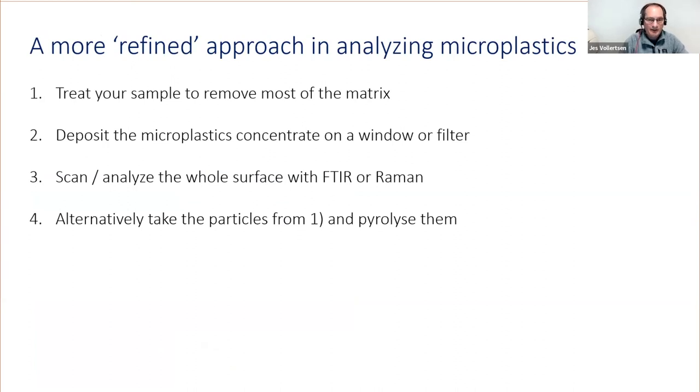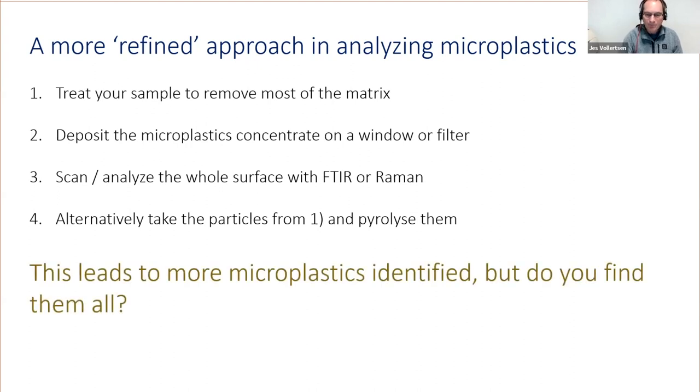If you use a more refined approach, like we, for example, do here in Aalborg and many other places, by the way, you would still treat your sample to remove most of the matrix. You would deposit your concentrate on a window or a filter. You would scan, analyze the surface, typically with FTIR or Raman, mainly FTIR and to a lesser degree Raman, but Raman is coming strongly in now also as a strong method. Or you could also use pyrolysis GC-MS to quantify it. So this leads for sure to finding more plastics. But did you find them all?